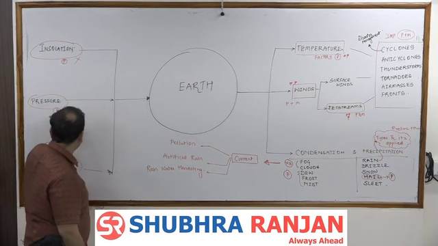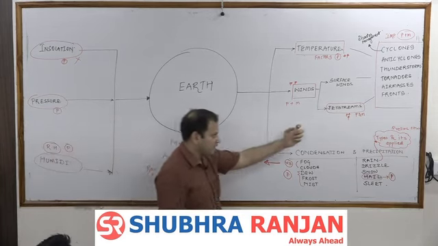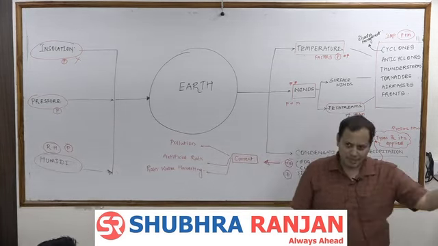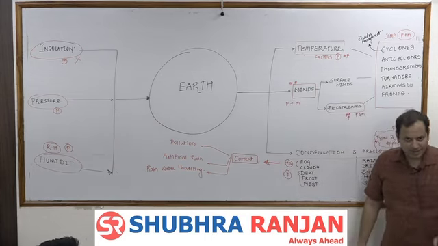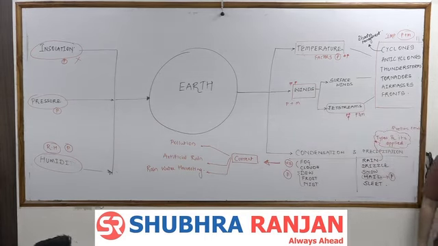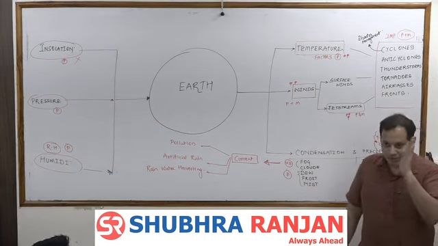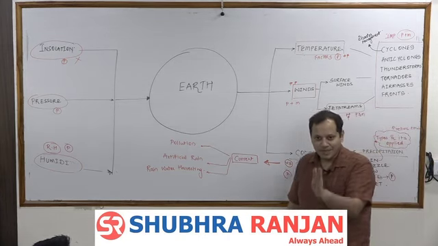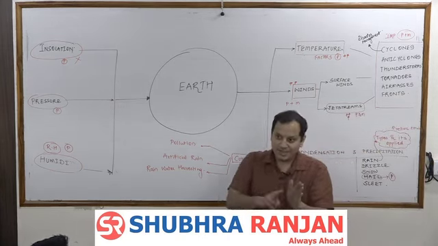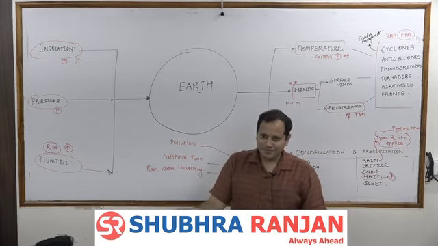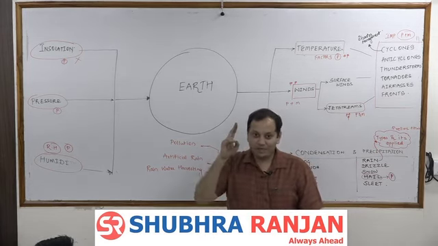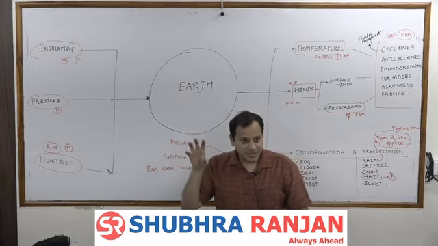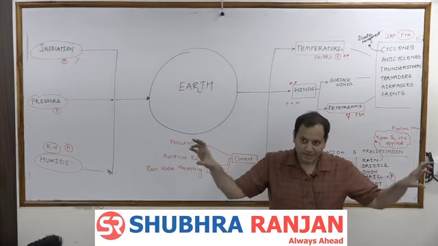If you miss the pressure belts, maybe you will not understand jet streams. If you don't understand jet streams, you will not understand Indian monsoon in India. If you don't understand Indian monsoon, you will not understand the types of forest in India. Once you do not understand the types of forest, you will not understand the soils of India. Once you do not understand the soils, you will not understand agriculture of India. And ultimately, you may not be able to remember the animal vegetation of India. It is so linked, climate.